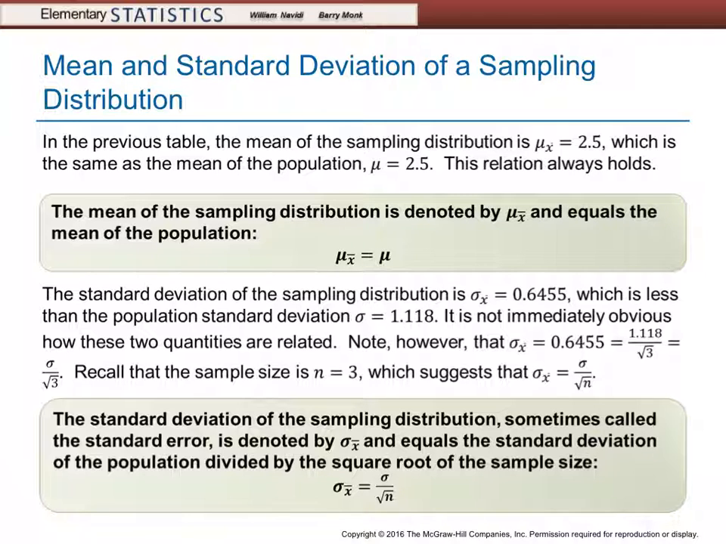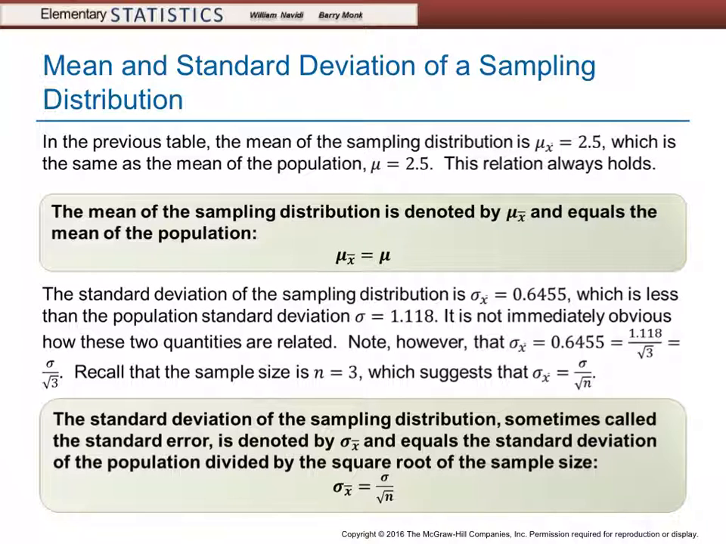This relation always holds: the population mean is equal to the sampling distribution mean. The mean of the sampling distribution is denoted by mu x bar and equals the mean of the population. The standard deviation of the sampling distribution, sigma x bar, is 0.6455, which is less than the population standard deviation of 1.118. It is not immediately obvious that these two quantities are related, but if we divide by the square root of the sample size, we get the same answer.